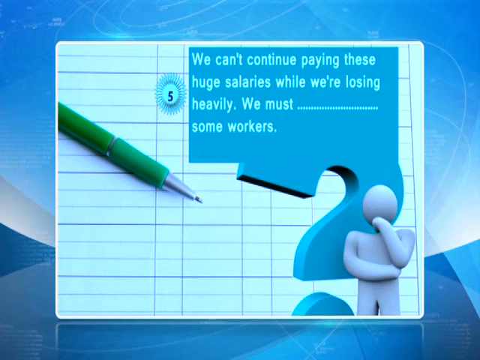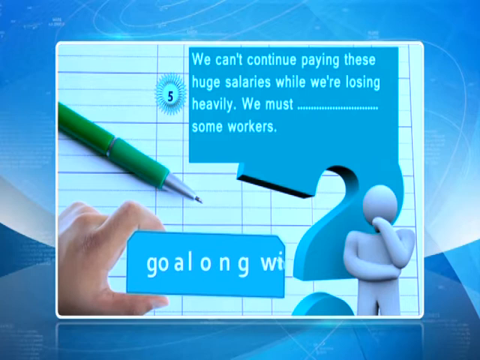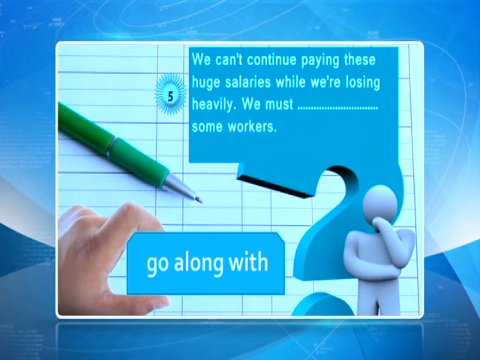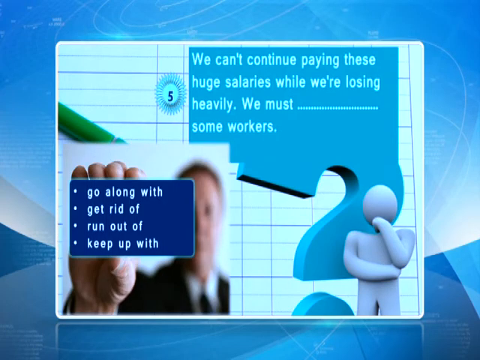Now, the context of this sentence is telling us that we have a company which is trying to downsize, which is trying to dismiss some workers. Now, what is the word or the verb here that means to dismiss? Is it go along with, get rid of, run out of, or keep up with? Notice that we have 3-word phrasal verbs. Okay? So the right answer is going to be picked from this list: go along with, get rid of, run out of, or keep up with.